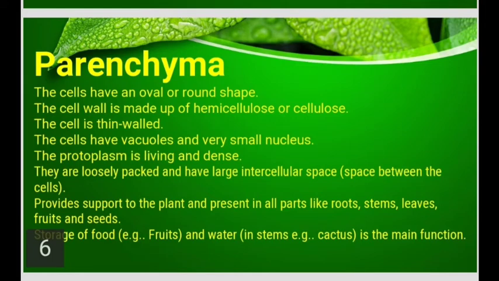Parenchyma. The cells have an oval or round shape. The cell wall is made up of hemicellulose or cellulose. The cell is thin-walled. The cells have vacuoles and a very small nucleus. The protoplasm is living and dense. They are loosely packed and have large intercellular space.